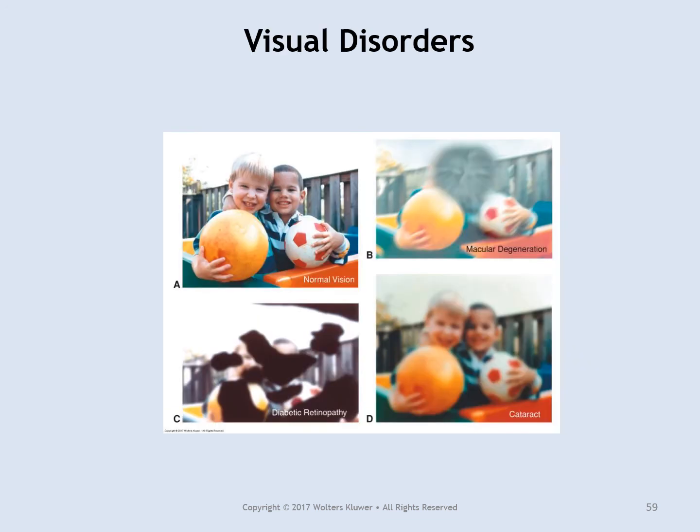So this is what you see in different visual disorders. You can see here macular degeneration. The center of the picture is kind of blurry while the periphery looks good. In a cataract, everything just looks kind of blurry because the lens is becoming opaque. In retinopathy, or also if the retina detaches, you see these black kind of floaty spots in your field of vision.